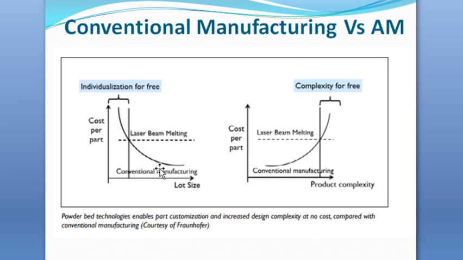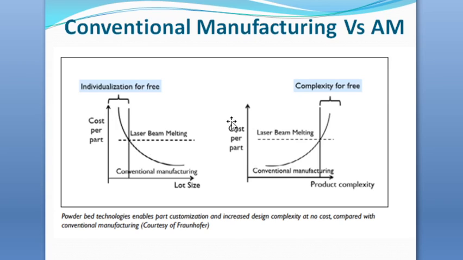Here the unit price of the component is high, and here the unit price of the component is very low, because the lot size is high in conventional manufacturing. But in additive manufacturing, the unit price of the component is the same. Whether we make a single part or any number of components, the unit price is always constant.